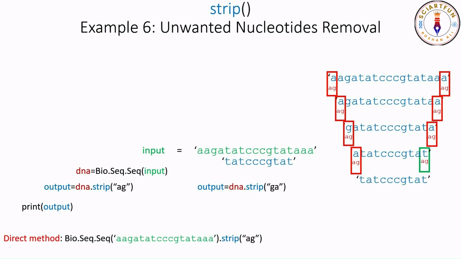it will repeat another cycle. In the next cycle it didn't find A or G at the left end. Therefore the cycle will stop at that end too. So, as a result this sequence is left.